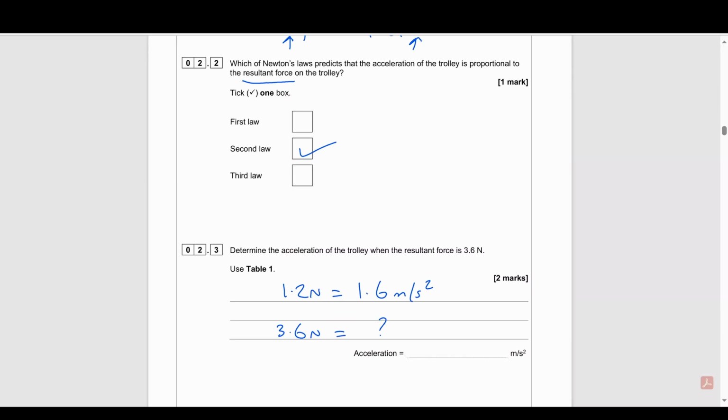Well, what we can do is find out how much bigger 3.6 newtons is than 1.2. So what we need to do is 3.6 divided by 1.2, and that will equal 3. So it's 3 times bigger. So if that force is 3 times bigger, then the acceleration should be 3 times bigger. So it'll be 1.6 multiplied by 3, and that will be 4.8 meters per second squared.